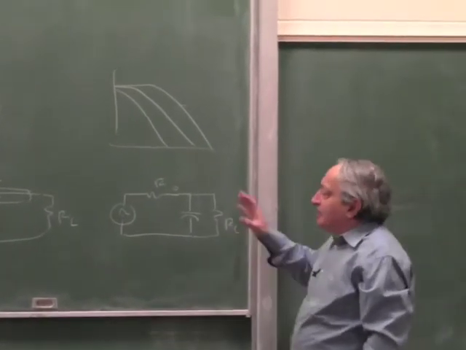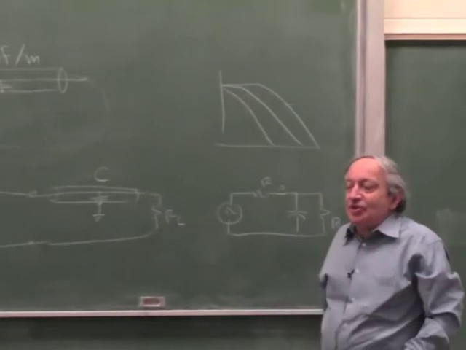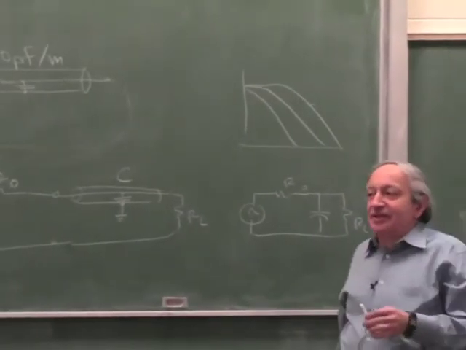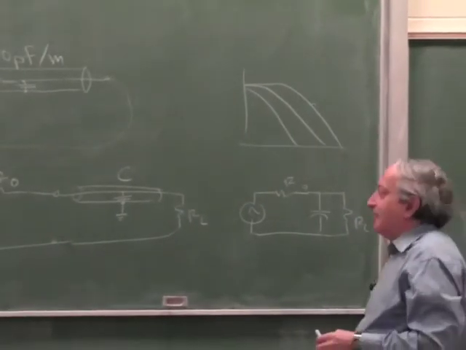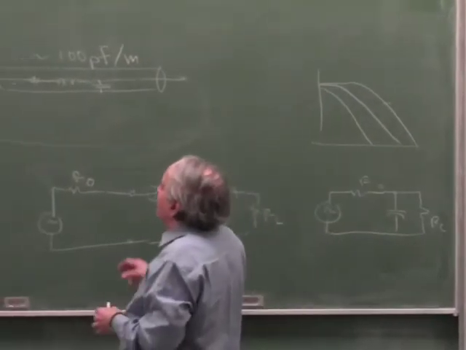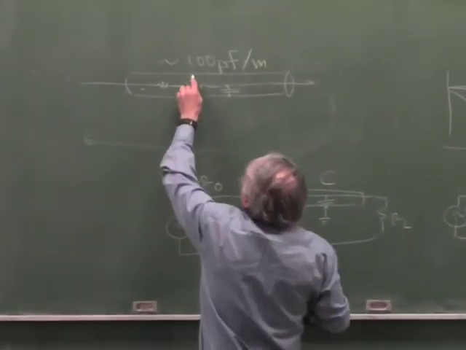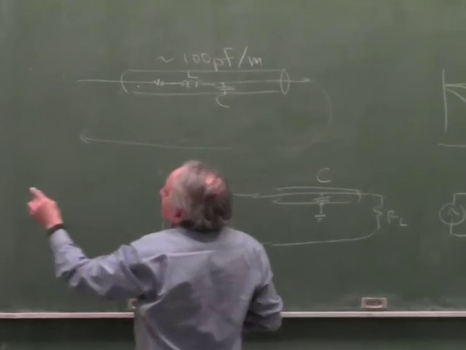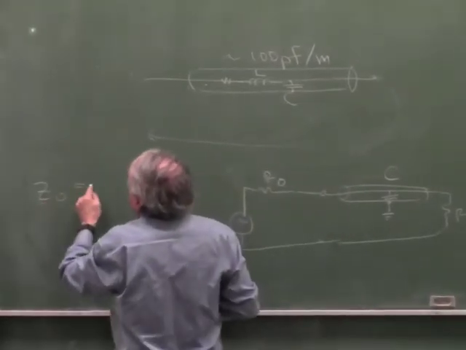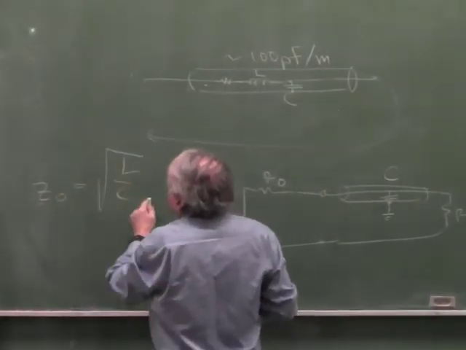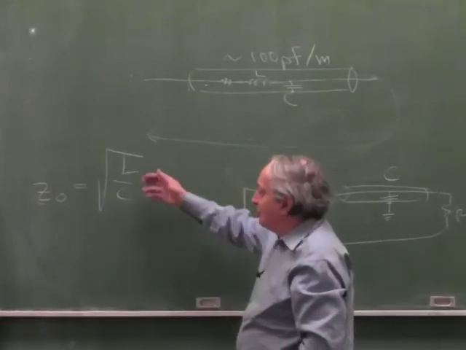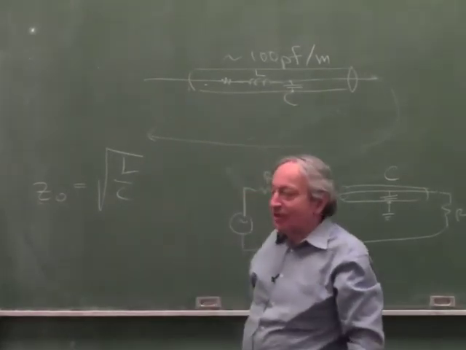Now, if you take the same piece of wire and you calculate its characteristic impedance, the characteristic impedance of a piece of wire which has L and distributed C is the square root of L over C, and it comes out in ohms. If you put the units in, the units come out in ohms.